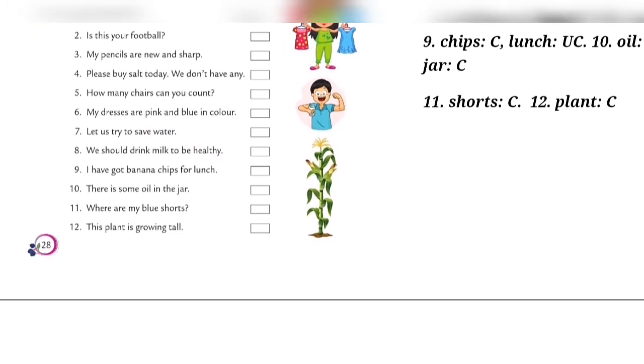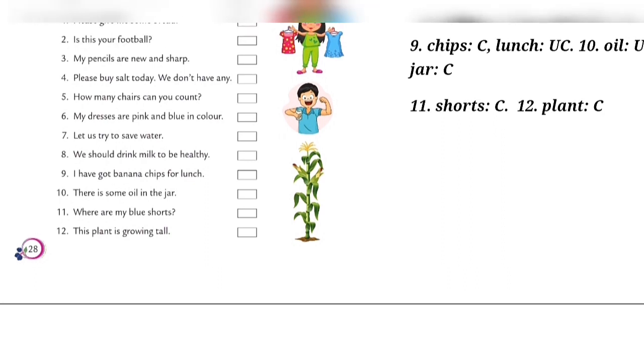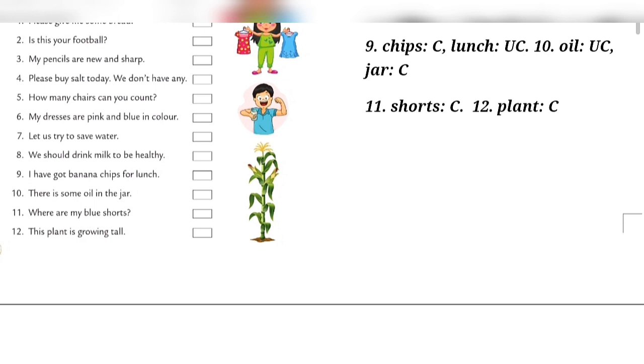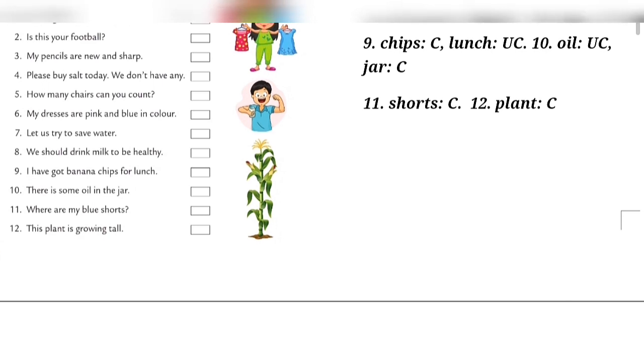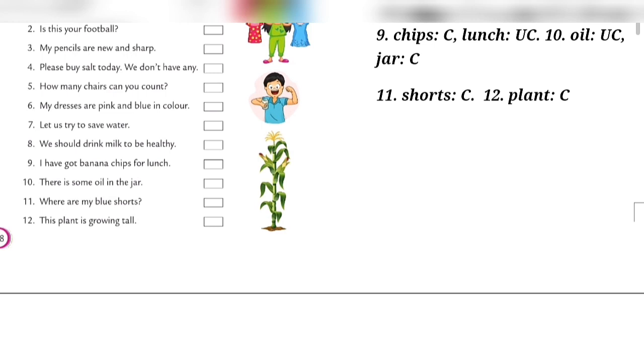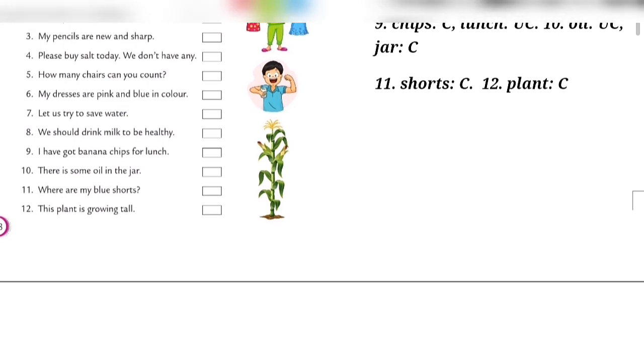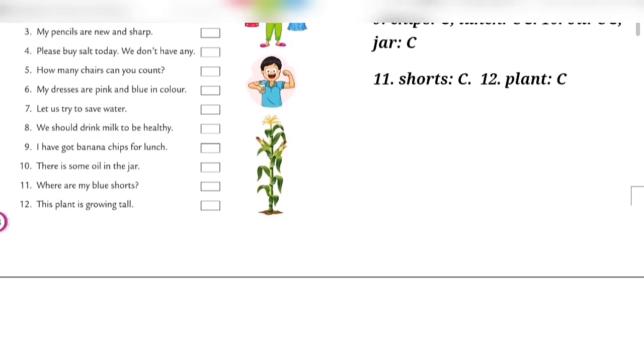10th is jar. Okay, in 9th we will again see chips and lunch both. I have got banana chips for lunch. So lunch is uncountable, chips is countable. In 10th, oil is uncountable, and jar is countable. In 12, shorts, countable, and plant is countable as well.